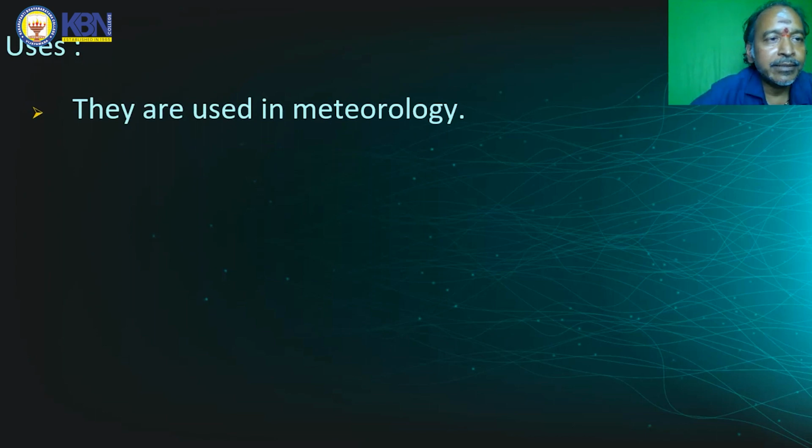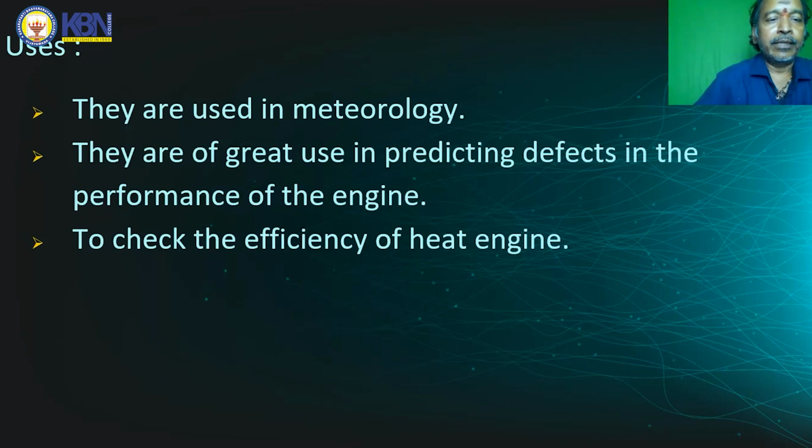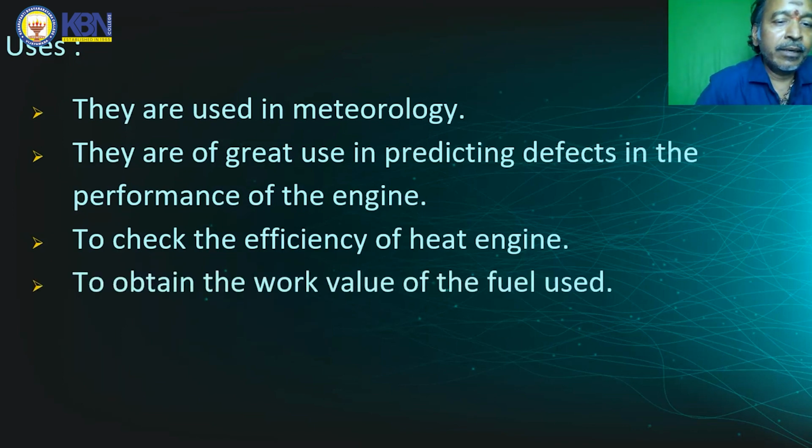And there are some useful advantages of the TS diagram. They are used in the meteorology department, and they are also used to find defects in the performance of the engine. It is also useful to check the efficiency of the heat engine, and it gives the work value of the fuel used. These are some of the uses of the TS diagram.